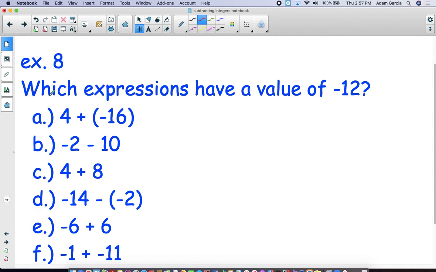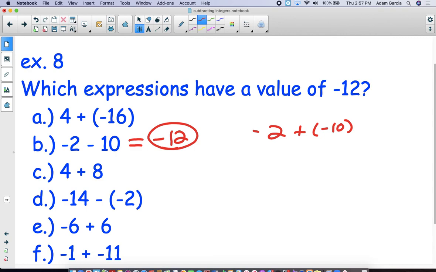All right, Jalen, which one do you see? E? Wait. B is in boy. B is going to equal negative 12. You're right. And if you wanted to treat this like adding the opposite, it would be negative 2 plus negative 10. If you think about it that way, you would get negative 12.